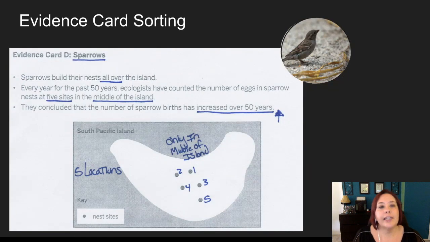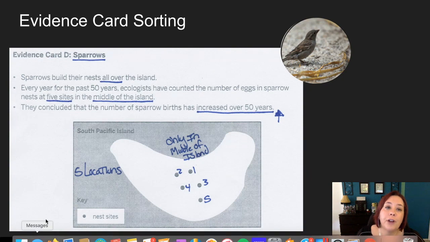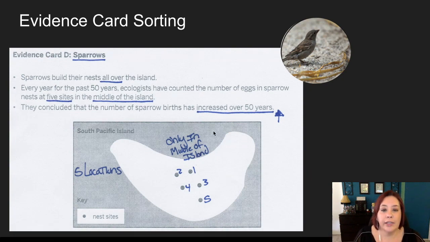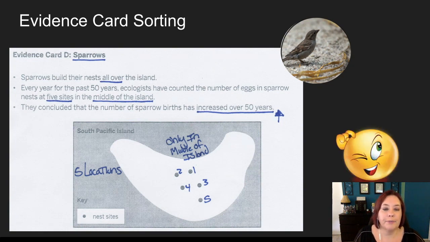Okay, let's take a moment and look at evidence card D and figure out how we would sort that. For evidence card D, the sparrows, scientists concluded that the sparrow births increased over 50 years, but again, they only took their evidence in the middle of the island. This is one of those pieces of evidence where we're kind of scratching our heads, because they counted the number of eggs, they weren't looking at live births per se, there are only 5 locations, and they're only in one part of the island, only in the middle. So is it good evidence? Is it bad evidence? It's kind of sitting in the middle right there.